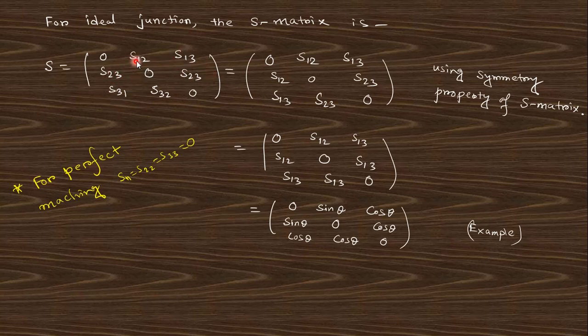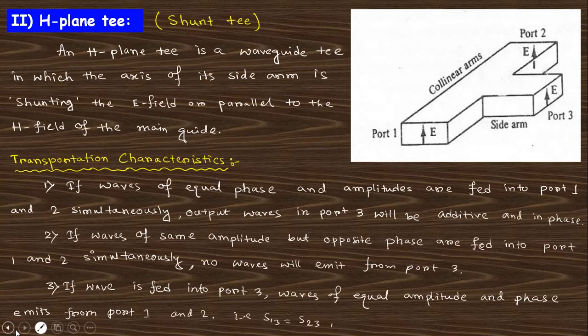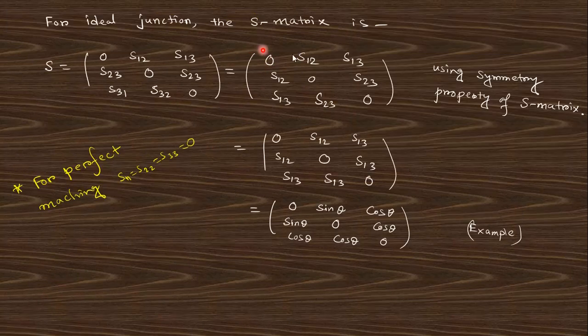And the symmetry property says these are equal, right? Now if you use this property, that is S13 equals S23, so S23 is used as S13. So you can see here there are only two variables, S12 and S13. But the unitary property says S12 squared plus S13 squared will be 1. So there is only one independent variable.